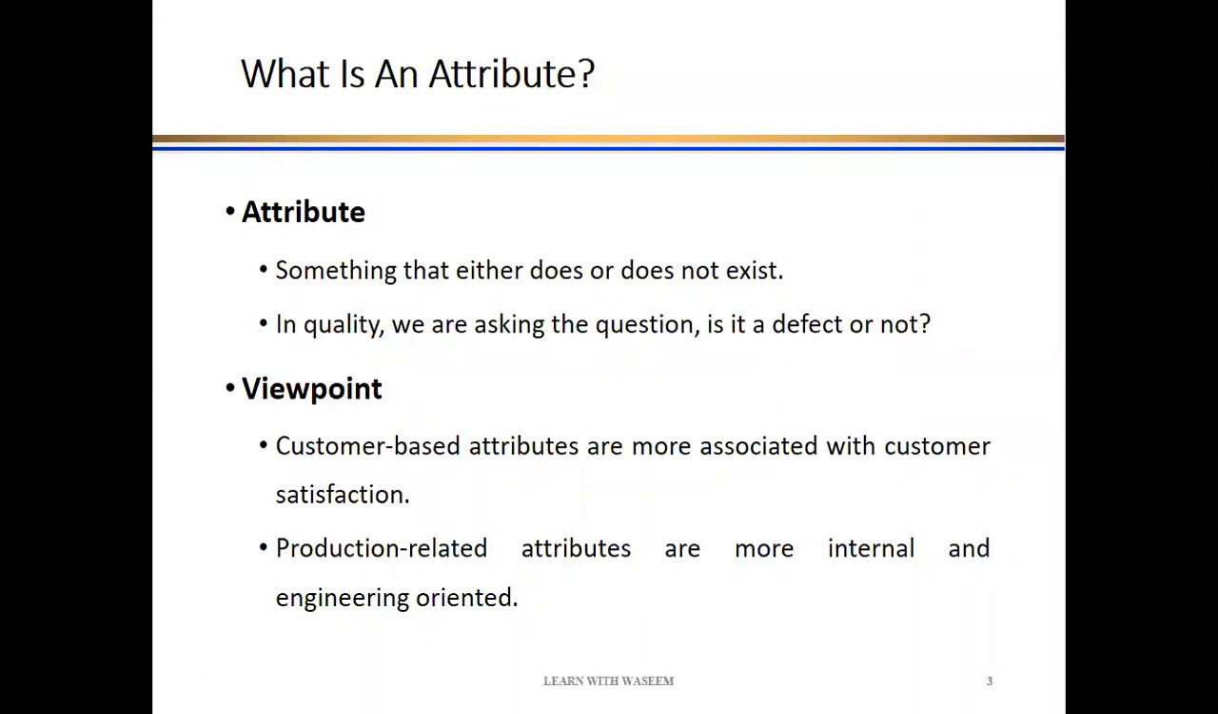William Shakespeare says, "To be or not to be, that is the question." This quote might seem to you like an odd one for quality management. However, the quote gets at the core of what an attribute is. In supply chain quality, we are usually asking ourselves, is it a defect or not? Is the piece defective or is it not?